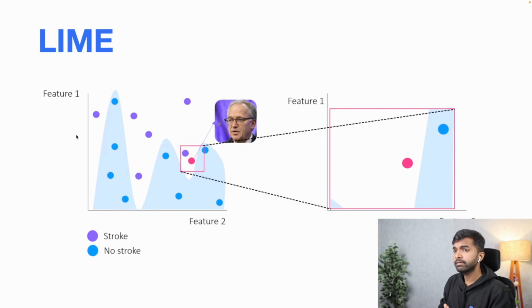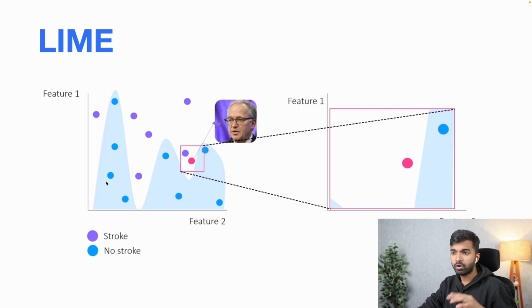Let's say you have this model here. Okay, so it's a complex model which creates a decision boundary between a bunch of input data points. So here you have a bunch of input data points where you're not going to predict that there is going to be a stroke. And here you have a bunch of input data points where you predict that there is going to be a stroke.